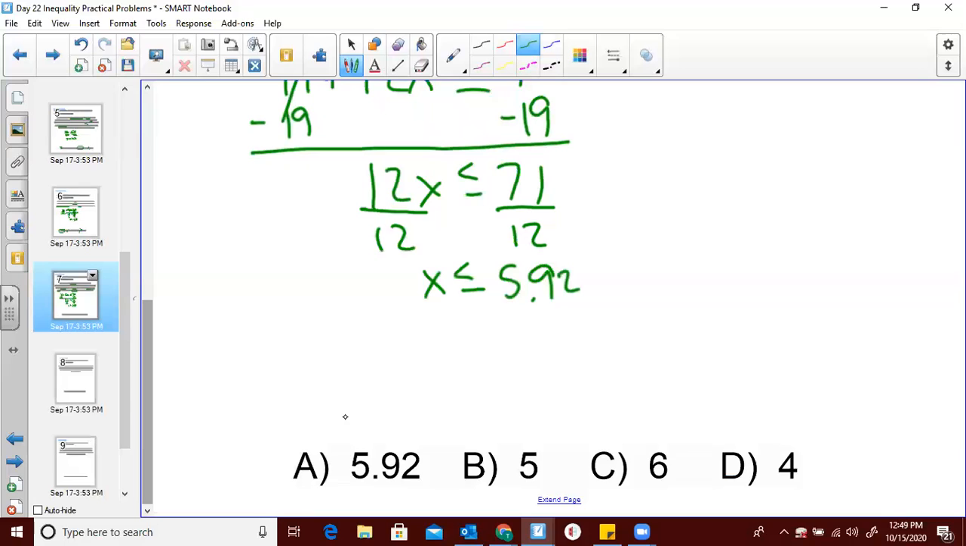All right, right away, what are we buying here? We are buying bracelets. You cannot buy 0.92 of a bracelet. We know that we cannot spend more than 5.92, so we cannot get more than 5.92, so we can't have 6. We're just looking for the nearest whole number that's less than 5.92, which in this case will be 5.